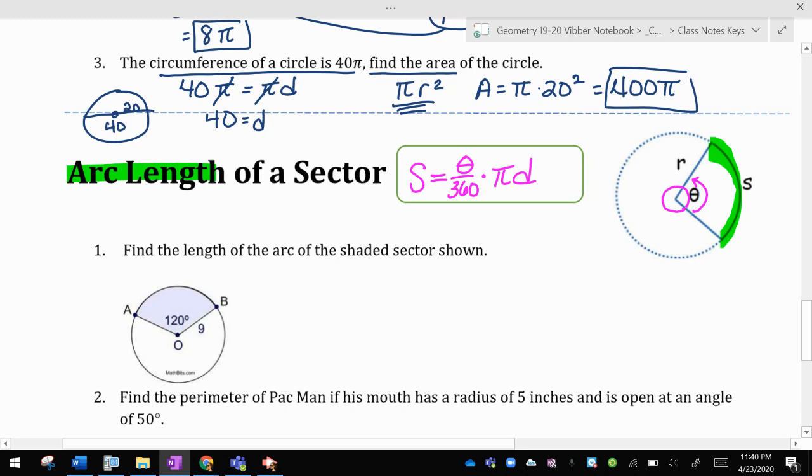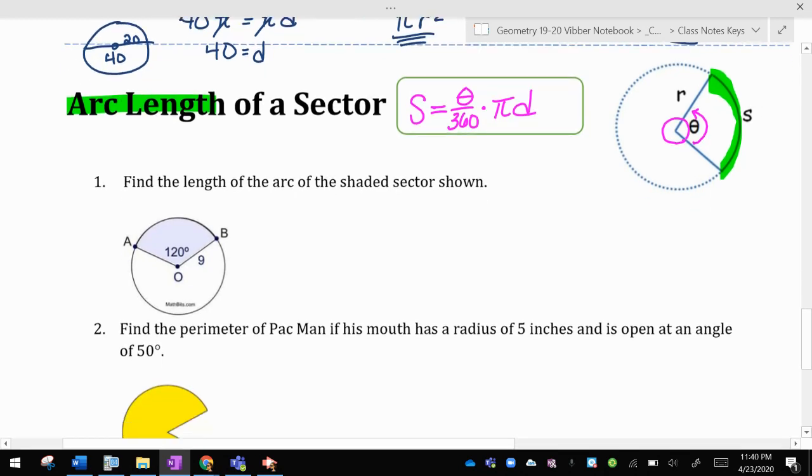So there's really only 2 formulas you need to memorize. Pi r squared is area, pi d is circumference. And if you don't want all of the area or all of the circumference, you just multiply by theta over 360. Let's do some examples.